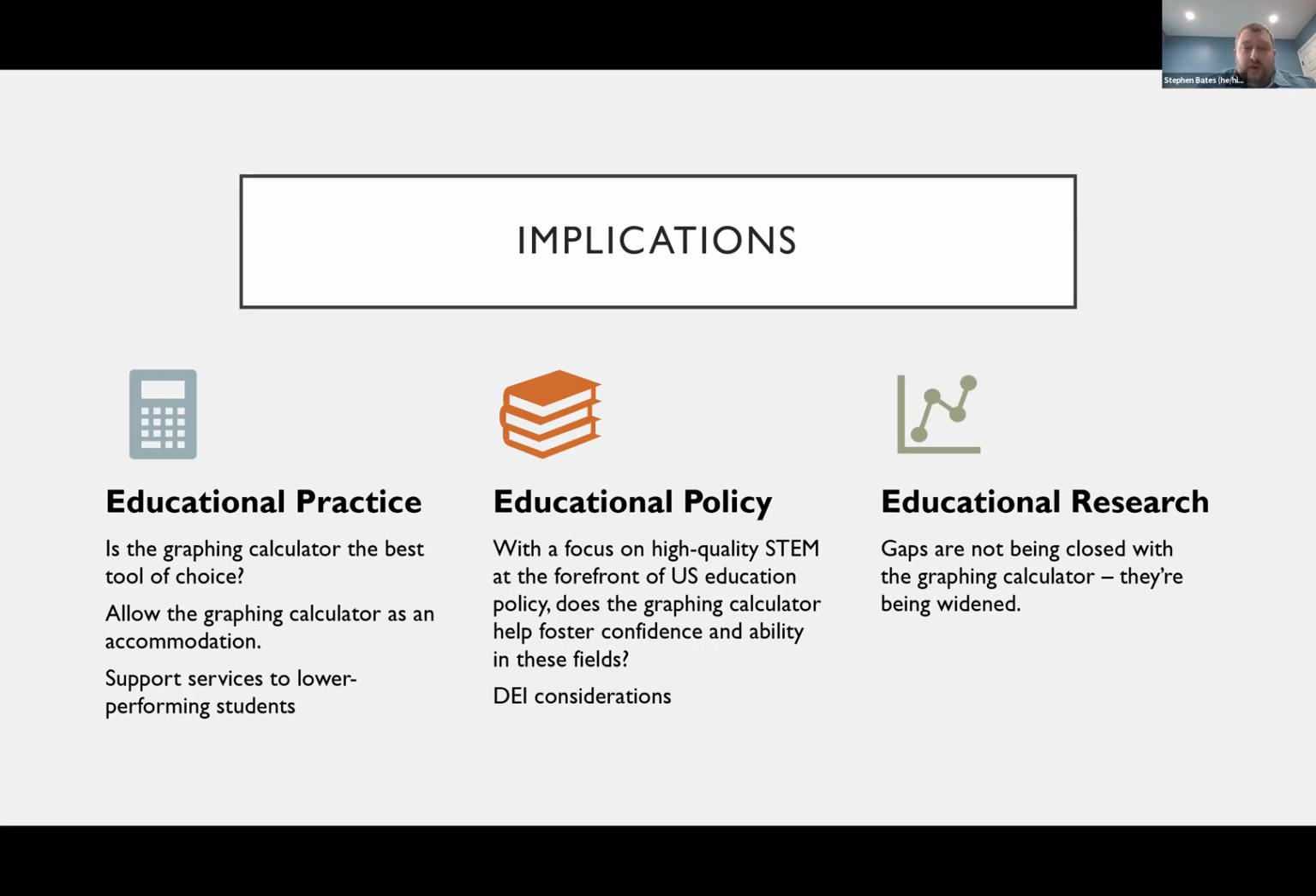I think it's also important that we allow the graphing calculator as an accommodation and maybe not a requirement for students with disabilities or students who struggle in mathematics. And I think it's important to offer support services to lower performing students. I know that in a public school, it's a state mandate that the lowest performing students in the grade get support services, but in our school, since we are privately funded, we do not have to follow that mandate.